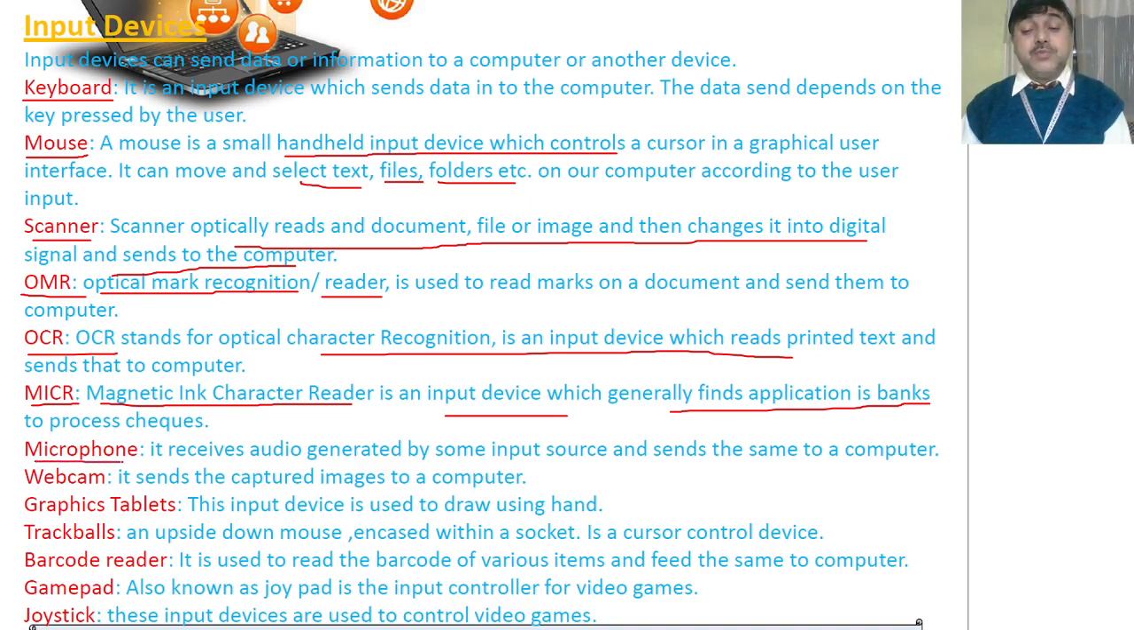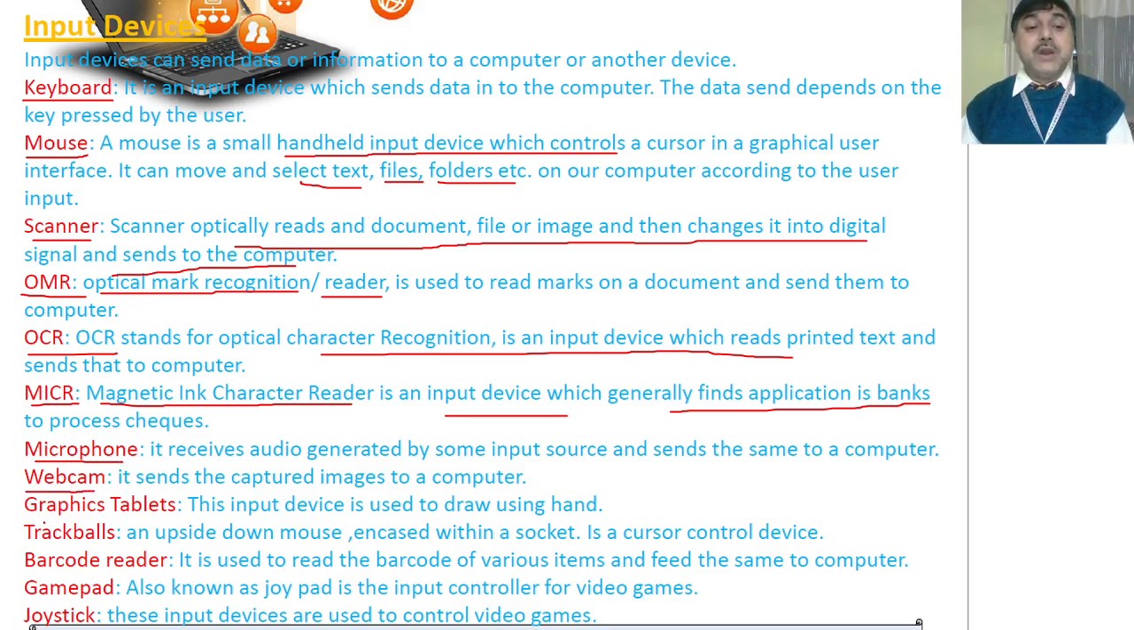Next, what can we find? Microphones. Microphones means that I am talking, you are talking with that particular microphone. Next, what do we have? Webcam. We are very aware of it. So you are seeing me live. That is a webcam, isn't it?